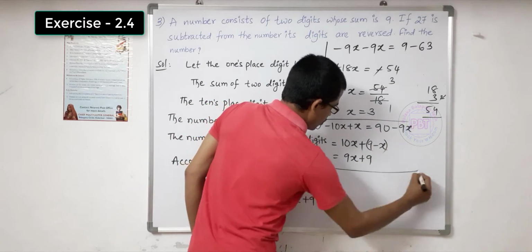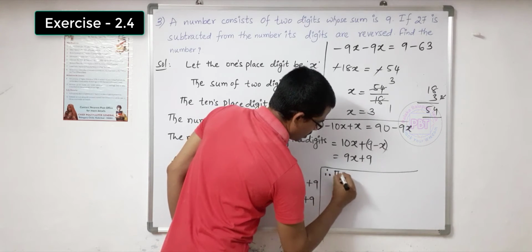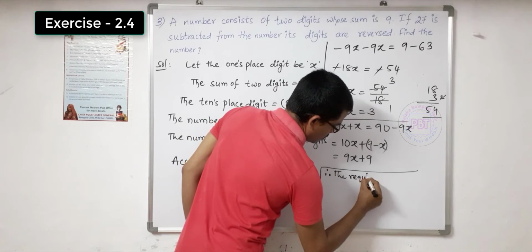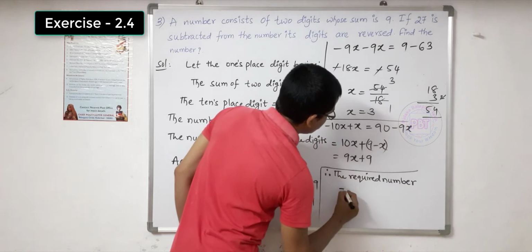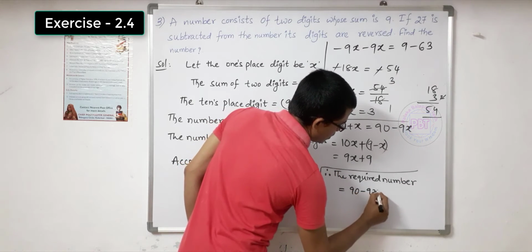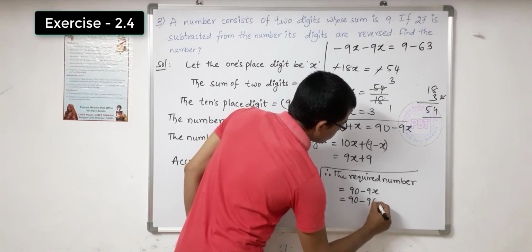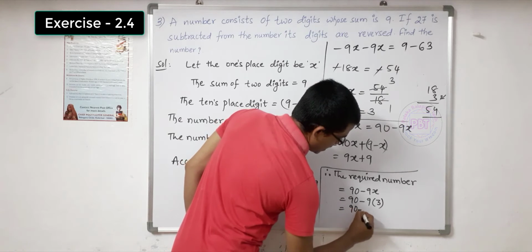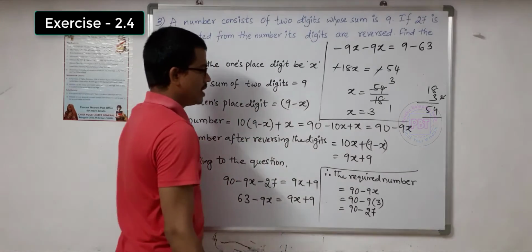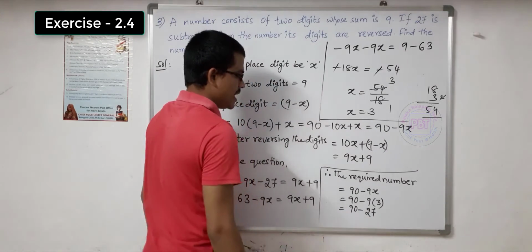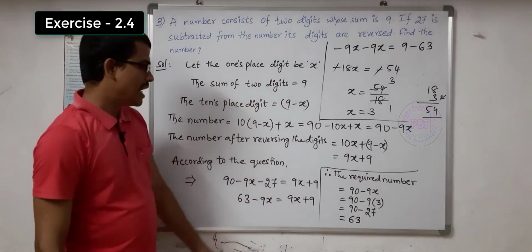Write that. Therefore the required number equal to 90 minus 9x. That is 90 minus 9 into the x value, which is 3. 90 minus 3 9s are 27. Now 90 minus 27, how much will you get? 63. So the required number is 63.